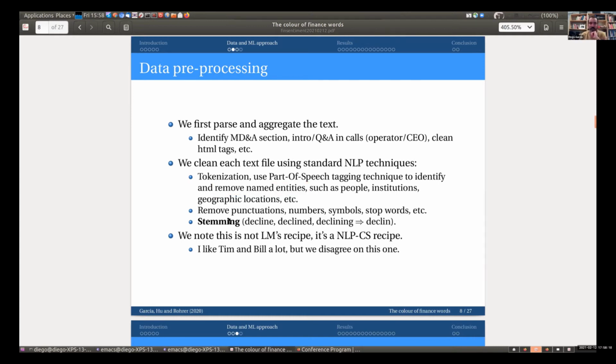Most importantly, and on this particular point, Loughran and McDonald and myself disagree, we're going to be using stemming to reduce the dimensionality of our term document matrices. So words like decline, declined, declining, they're going to become decline. This is with some loss of generality, but it is very standard in the literature. Tim and Bill actually decline all their words in their dictionaries, which is certainly unusual in the NLP literature.